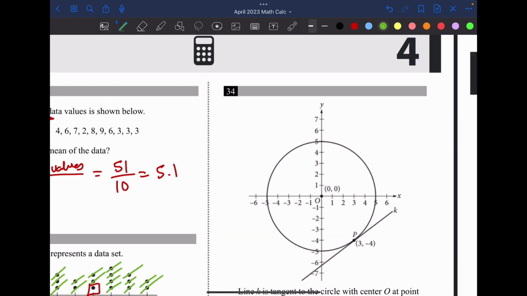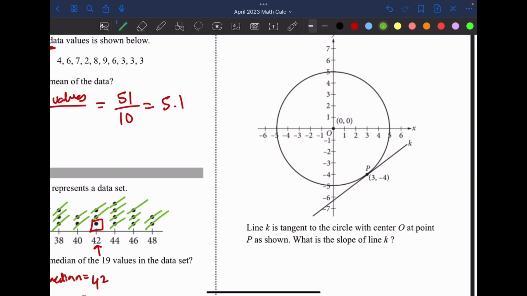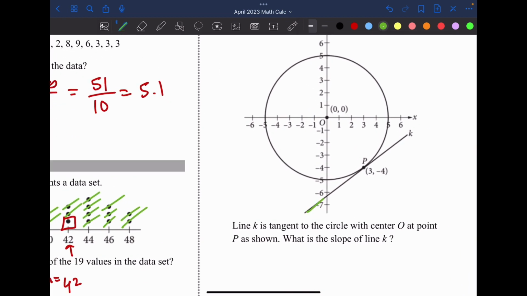Okay, question number 34. Here we have a circle, and it says line K, which is this line over here, is tangent to the circle with center O at point P as shown. What is the slope of line K? Okay, so if there's a line that is tangent to the circle, that means if you connect the radius to that point of tangency, I'm going to draw this. This is something you should know or memorize, but this is always going to be a right angle. They're going to be perpendicular.